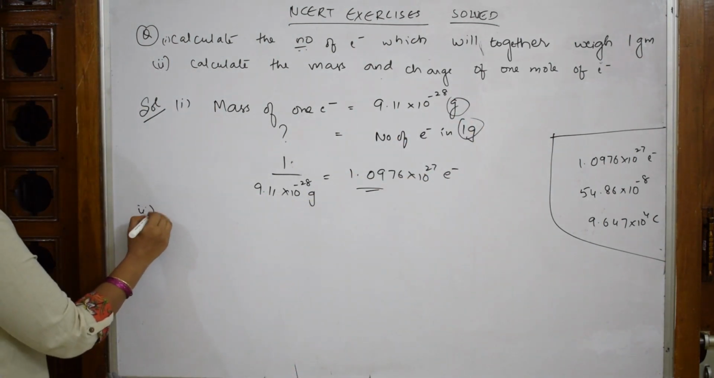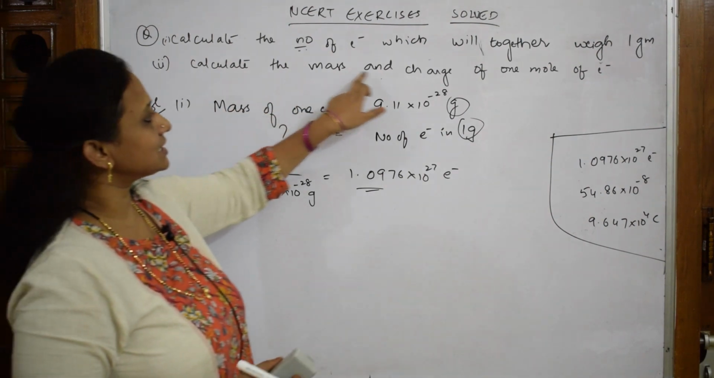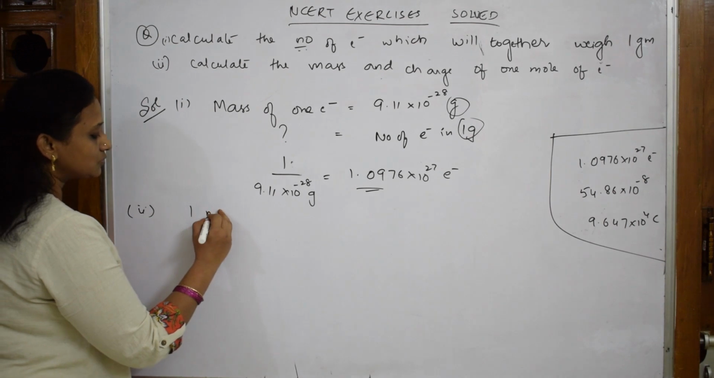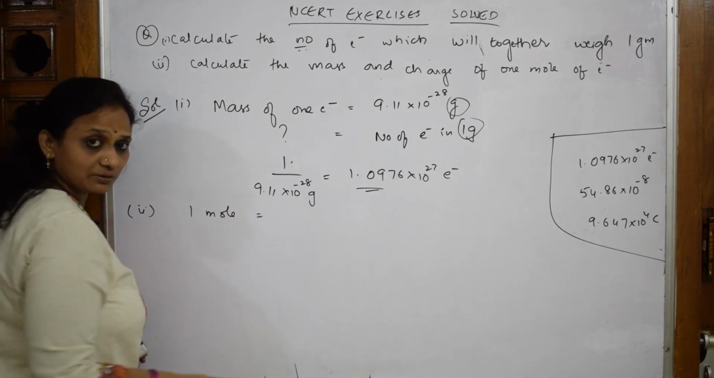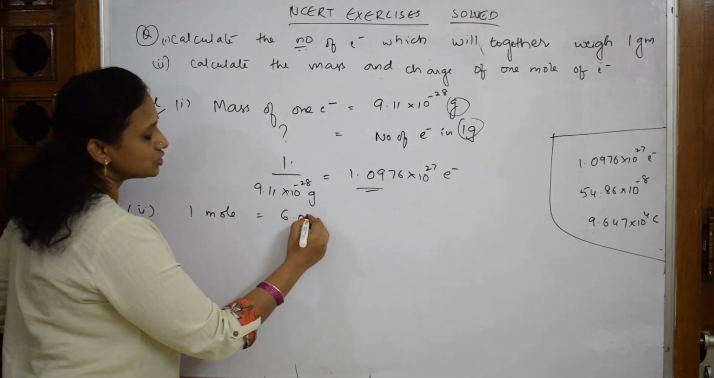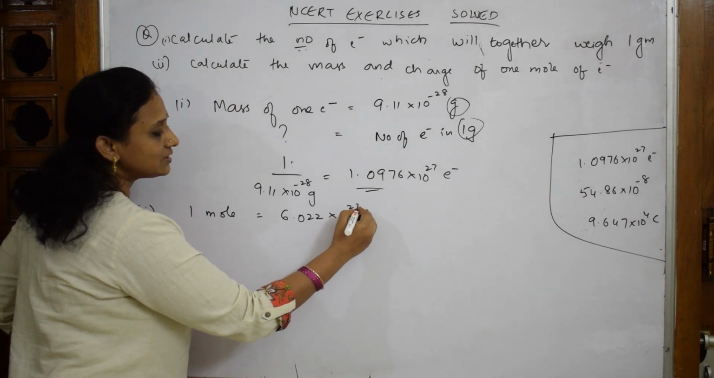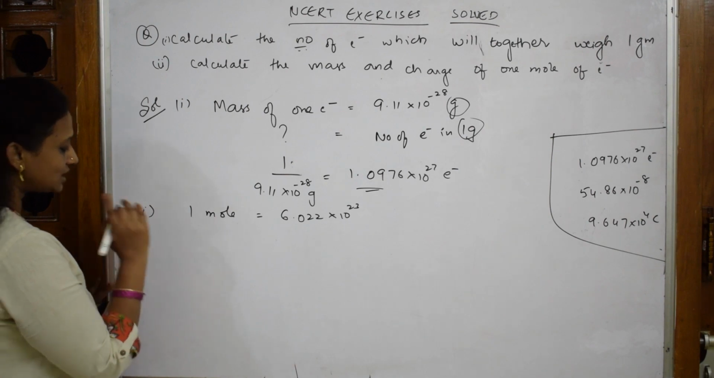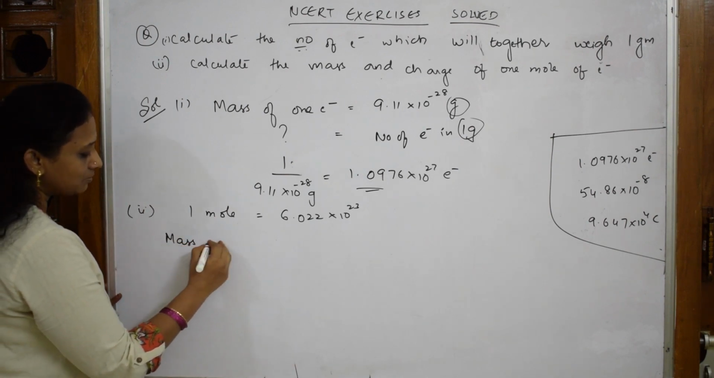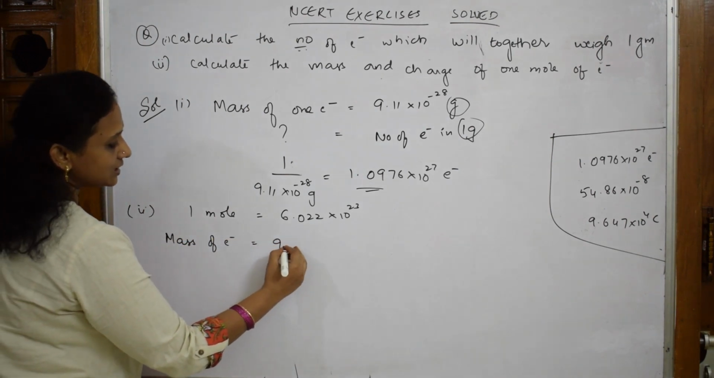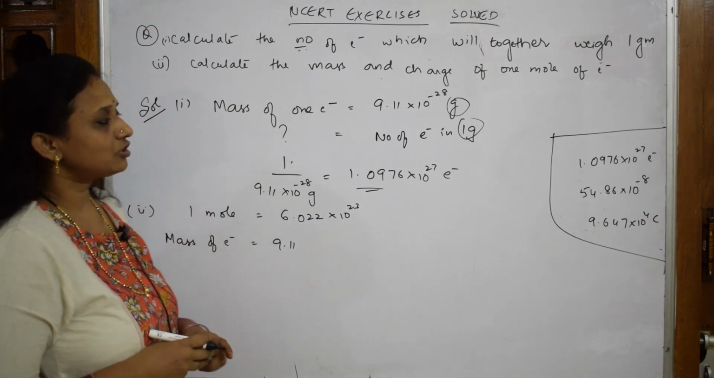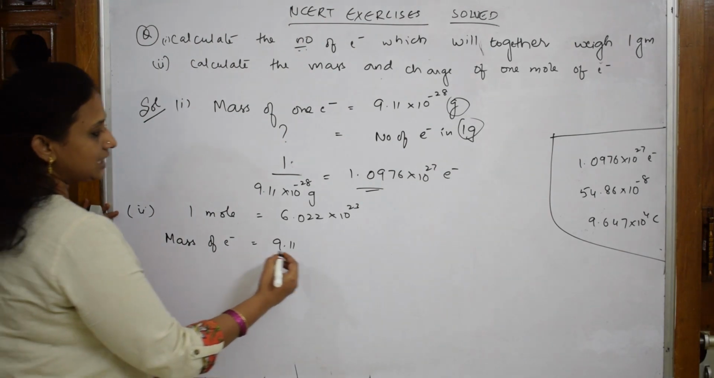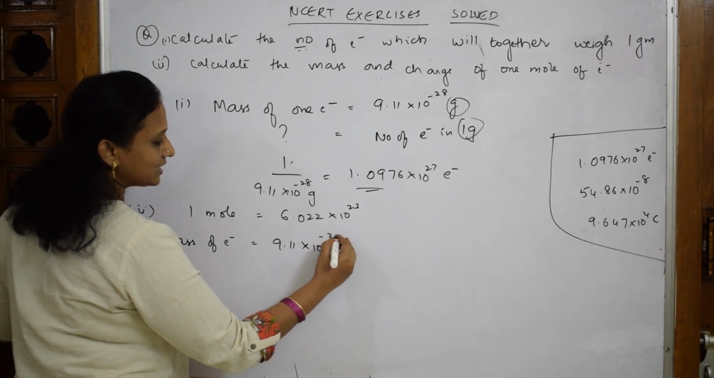In the second case, what did they ask me? Calculate the mass and charge of 1 mole of electron. So what is 1 mole equal to? 1 mole is nothing but Avogadro number, which is equal to 6.022 into 10 raised to the power of 23 electrons in this case. They've asked me to calculate mass. So what is mass of 1 electron? Mass of 1 electron is 9.11. Here they've not mentioned any gram, so I'll directly write the kg part, 9.11 into 10 raised to the power of minus 31.